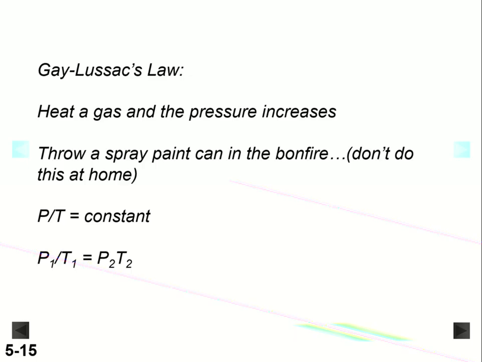And you can prove this to yourself, but you shouldn't try this at home. Throw a spray paint can in a bonfire, and what do you think happens? Well, we all know what happens. The pressure goes up until the canister ruptures, and you get an explosion and a fireball. So don't do that. But that is what Gay-Lussac's law is. Under fixed volume and amount of gas, as you heat it up, the pressure goes up. So now pressure over temperature equals a constant, or P1 over T1 equals P2 over T2.